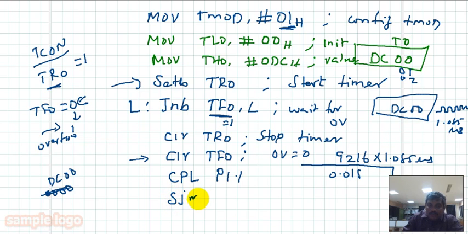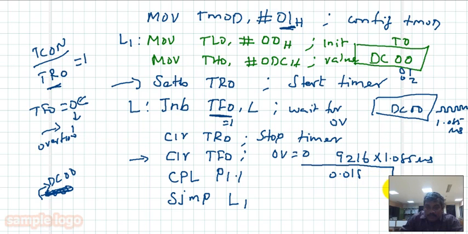Then how to reload the initial value? I'm using the instruction called SJMP. SJMP is nothing but short jump to L1. Where is L1? L1 should be here. So again I'm going back to L1. In L1 again I am loading DC00 into the timer register. So after overflow, the timer register value will be 0000, and I am just overwriting it by writing DC00. Then again I am starting the timer.